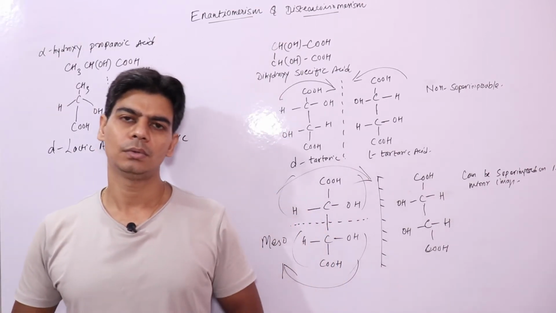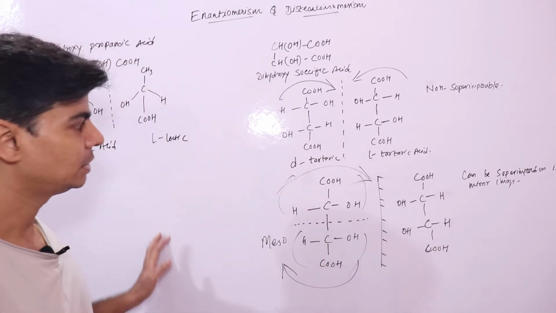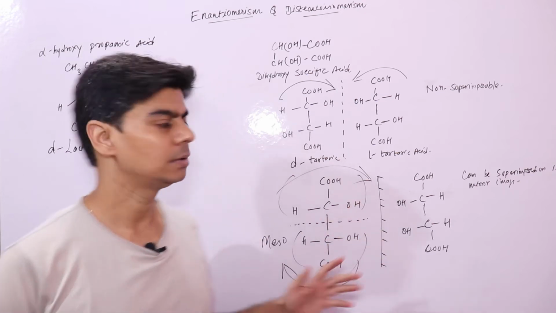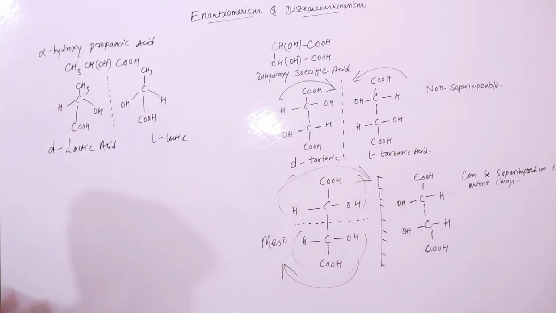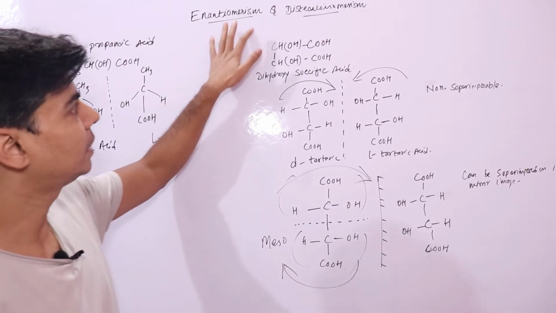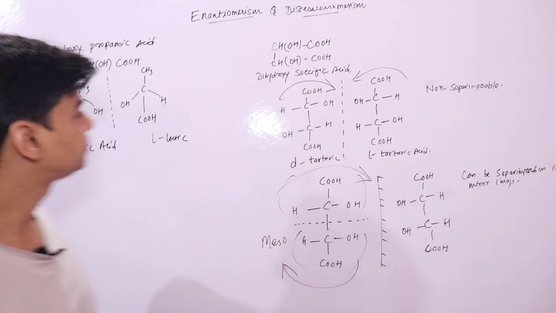Now we will talk about enantiomerism and diastereomerism. What are enantiomers and what are diastereomers? We have been doing this since our previous lectures, but now we'll specifically look at what enantiomers and diastereomers are.